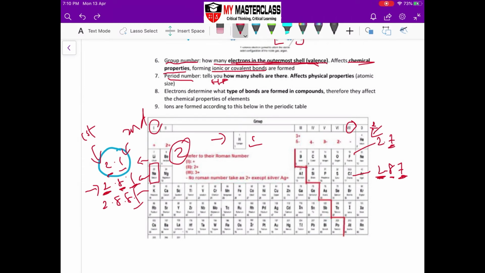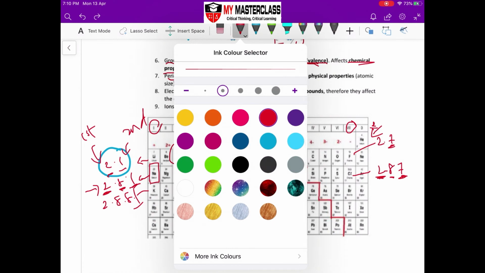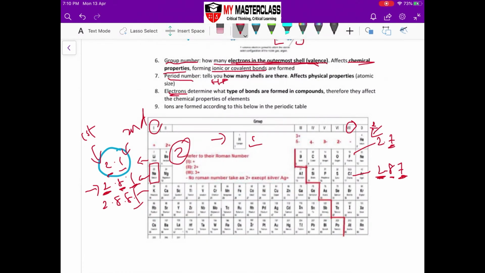Electrons will determine the chemical properties because they will affect what type of bond is formed. If you remember, the protons and neutrons affect the physical properties because they have mass, they affect the mass, they affect the size. But electrons affect the chemical properties. Then the ions are formed according to the table below in your periodic table.